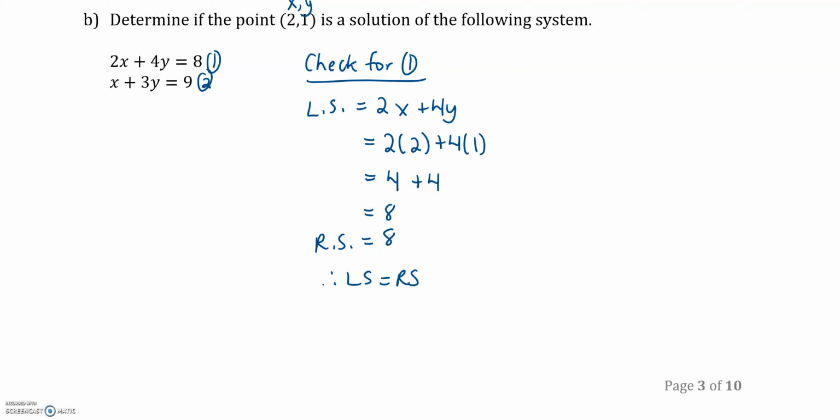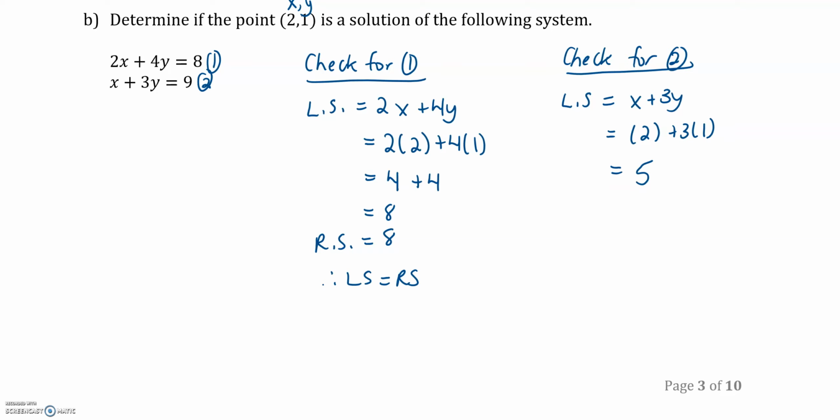Now when we perform the check for the second equation, we can see what happens. Examining the left side, we find that it is equal to 5, whereas our right-hand side of the equation is equal to 9. Therefore, the left side does not equal the right side, and the point 2, 1 does not lie on that line. Therefore, it is not a solution. In order for it to be a solution, it must lie on both lines.